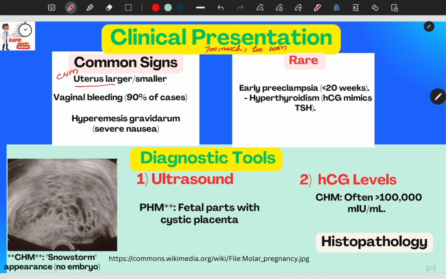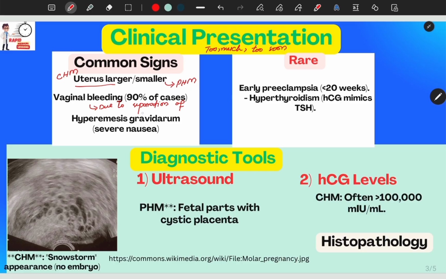The other symptom is bleeding, the most common symptom, occurring in almost 90% of patients. Dark brown to bright red, too much bleeding is seen due to separation of molar tissue from the uterine wall. As I have already described, the fetal tissues, which are actually molar tissues, get implanted in the uterine cavity and there they proliferate. This bleeding is due to separation of these molar tissues from the uterine wall.